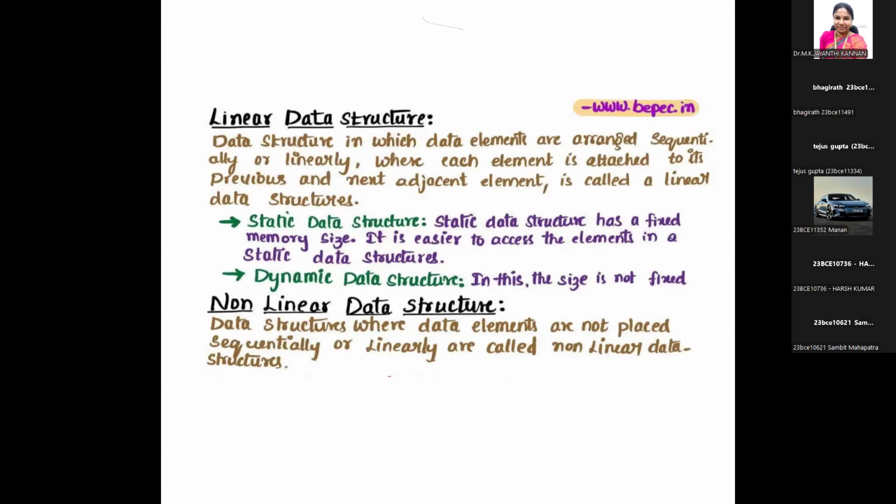So within the linear data structure, we have static data structure. Static data structure has a fixed memory size. So if you say A of 10, you are creating an array of 10 elements. So 10 continuous memory locations will be assigned for the static data structure.